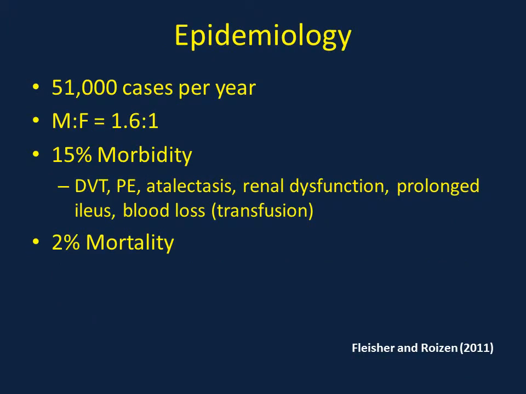So approximately 51,000 nephrectomies are performed in the United States each year and are slightly more common in males, 1.6 to 1 ratio, male to female. Nephrectomy carries a relatively high risk of morbidity at 15%. Some of the possible bad outcomes can include DVTs, pulmonary embolism, atelectasis, renal dysfunction, prolonged ileus, and blood loss requiring transfusion. However, this procedure is associated with quite a low mortality rate of approximately 2%.